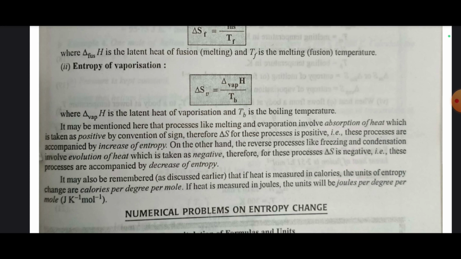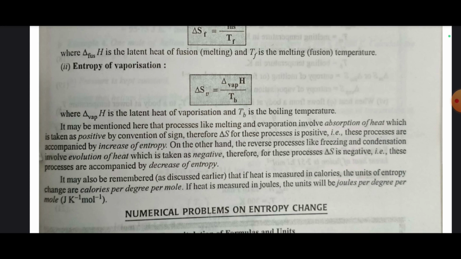It may be mentioned here that the processes like melting and evaporation involve absorption of heat, which is taken as positive by convention of sign. Therefore, delta S for these processes is positive, that is, these processes are accompanied by the increase of entropy. On the other hand, the reverse processes like freezing and condensation involve evolution of heat, which is taken as negative. Therefore, for these processes, delta S is negative, that is, these processes are accompanied by the decrease of entropy.